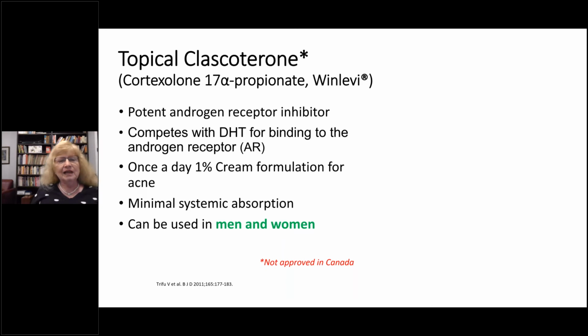So topical Clascoterone is actually a potent androgen receptor inhibitor. It competes with DHT for the receptor. It's a 1% cream. It's once a day, and we know that when you use things once a day versus several times a day, adherence really increases. So it will be nice to have this product, which, as I mentioned before, can be used not only in women, but also in men.